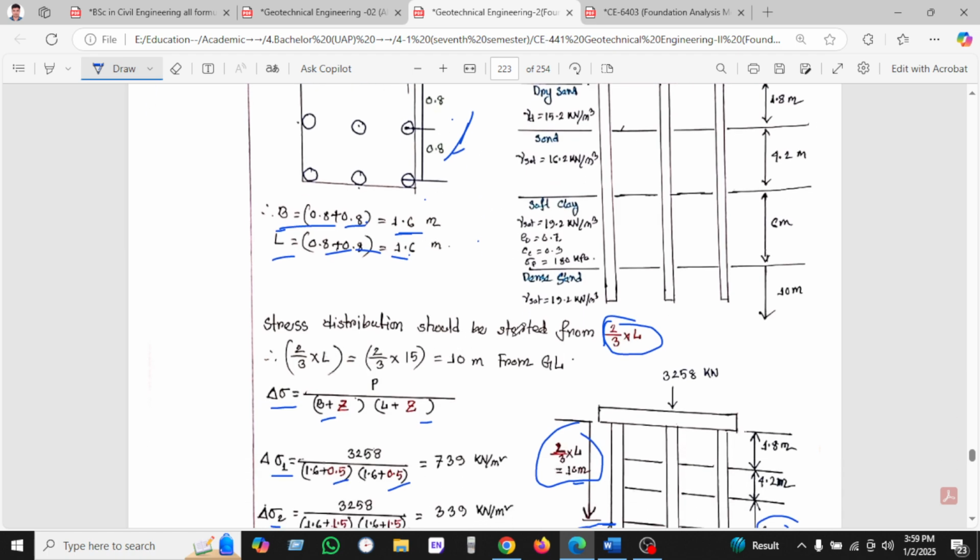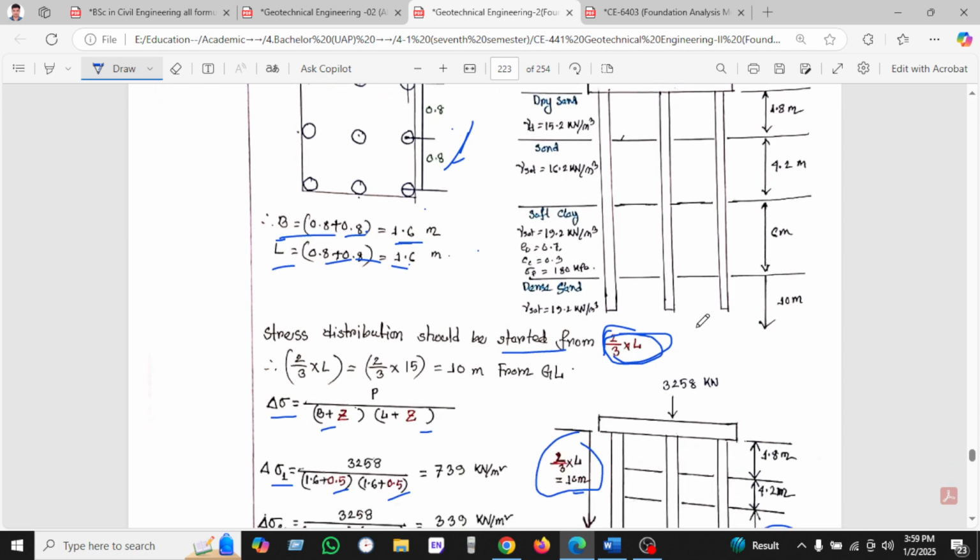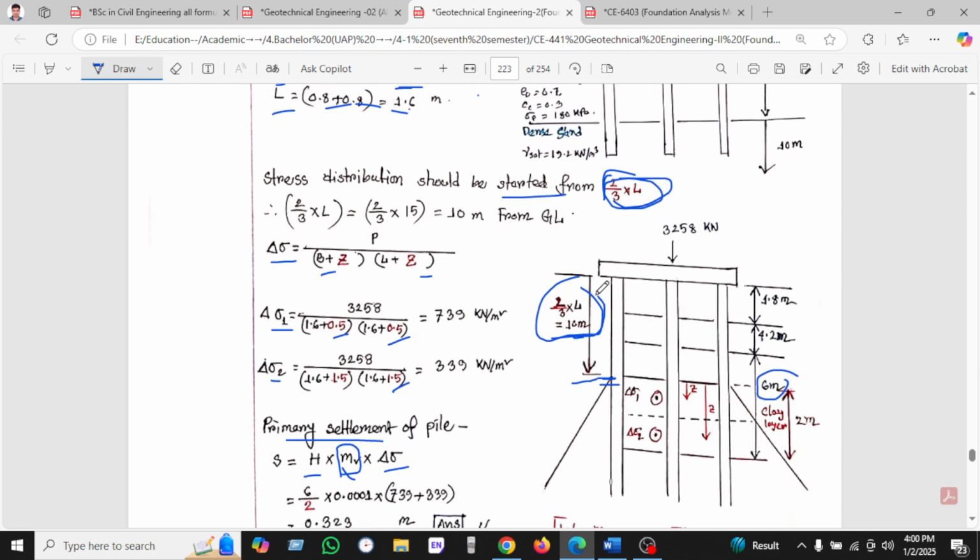The stress distribution should be started from 2/3 into L. This is the total length. We found 2/3 into L, that means 10. So the stress distribution will be calculated from 10 meters. Okay, so we know delta sigma equals P divided by (B plus Z) into (L plus Z).